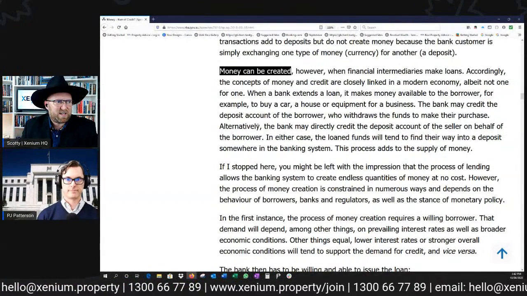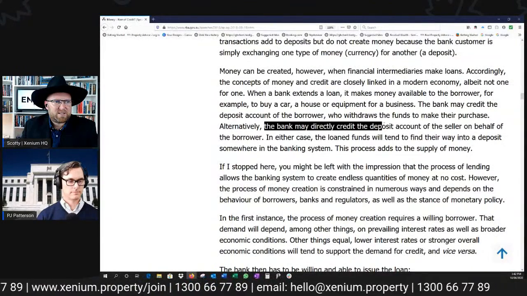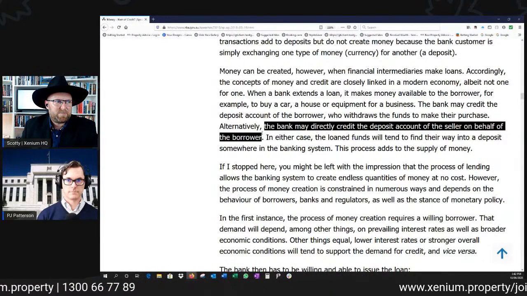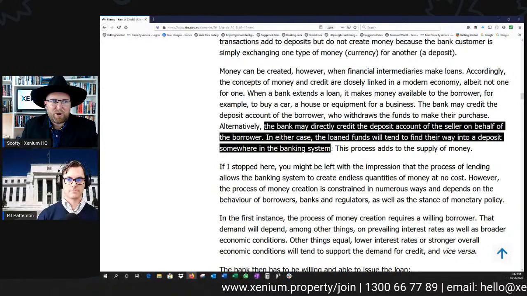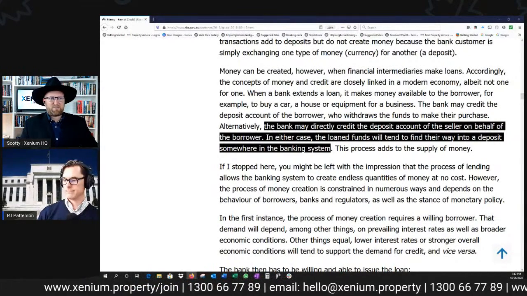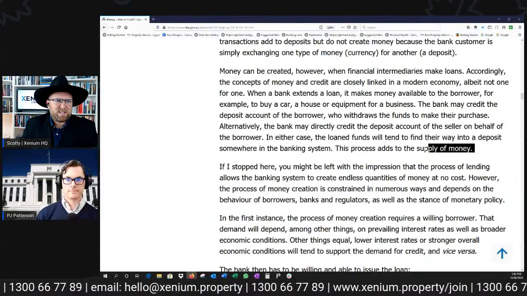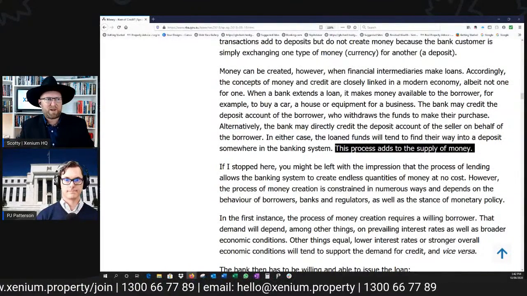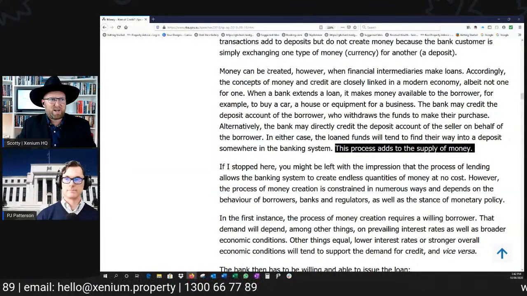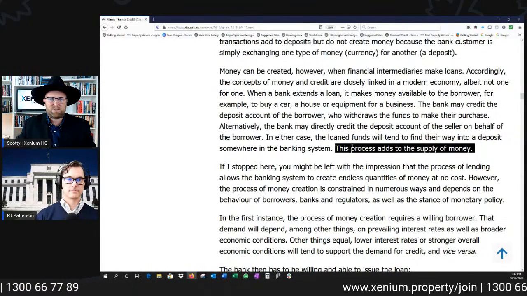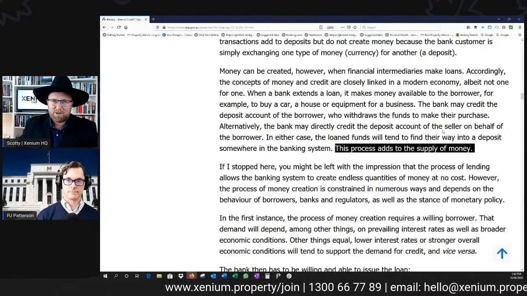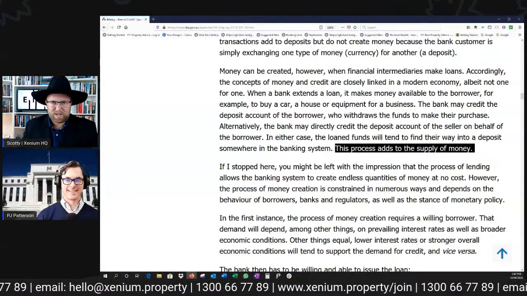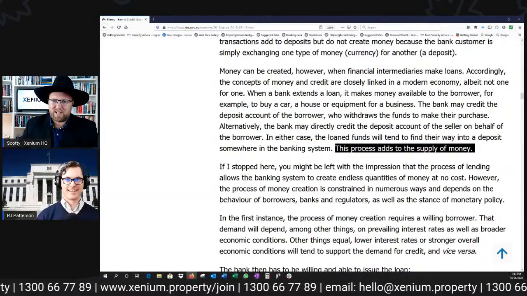Yes. And then it goes on to say the bank may directly credit the deposit account of the seller on behalf of the borrower, right? In either case, the loaned funds will tend to find their way into a deposit somewhere in the banking system. This process adds to the supply of money. Now, I know we're going to get to inflation shortly, but that's the piece of information we want to really focus on. Money's created, financial intermediaries make the loans, and this process adds to the supply of money. Mate, it's there in black and white. Australia, speech from the RBA, you can't get any clearer than that.